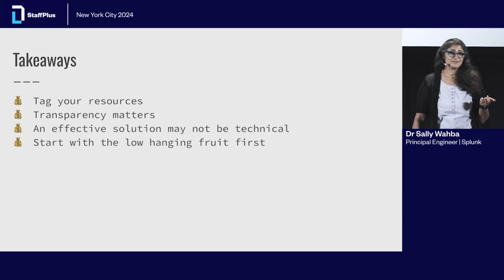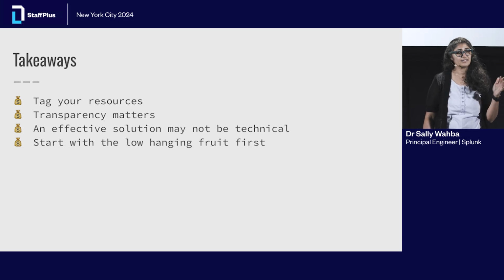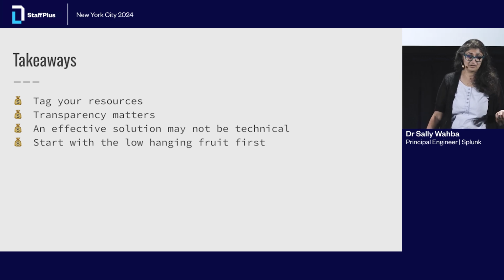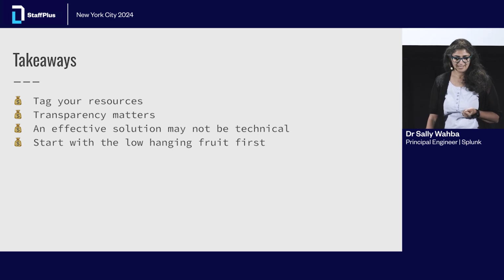And start with the low-hanging fruit. So again, like auto-scaling, using a different type of architecture. These are smaller things that can have a big impact on your cloud bill. So you may not need to re-architect your services, and that will be OK. But definitely start with the low-hanging fruit first.